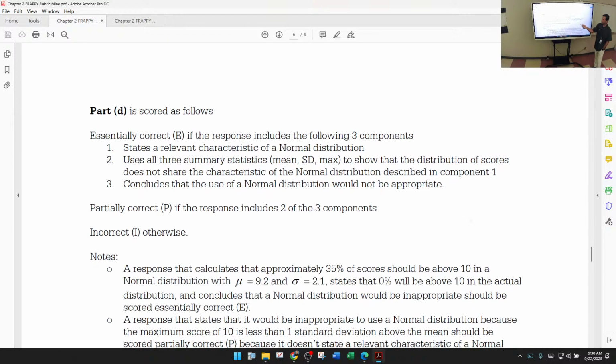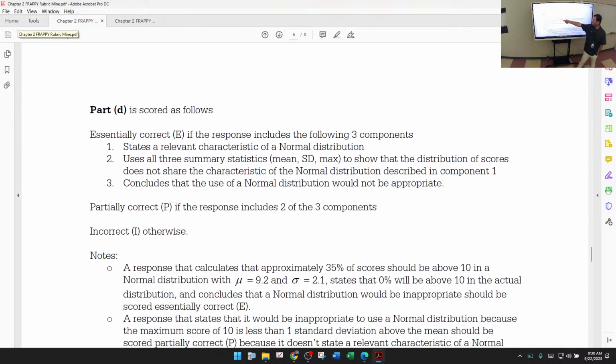So here's what they said. States a relevant characteristic of a normal distribution. Uses all 3 summary statistics, mean, standard deviation, and max, to show that the distribution of scores does not share the characteristics of a normal distribution. Okay, so you have to use those 3 things to show that, and then concludes that the use of a normal distribution would not be appropriate. So basically answering the question of no.